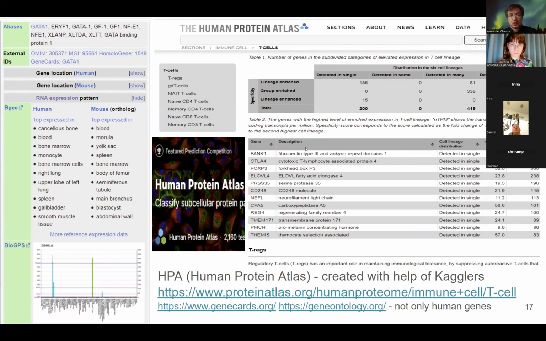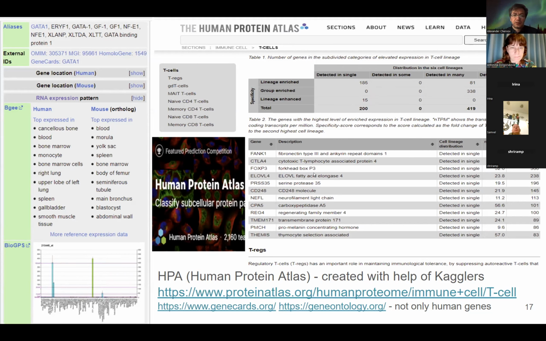So if you are coming from the data science point of view and you don't know something about the biology, some genes or some cell types, you can go to this resource. Just Google Human Protein Atlas, for example, T cells, and it will give you quite a lot of information. For example, it shows the genes which are particularly expressed in T cells.